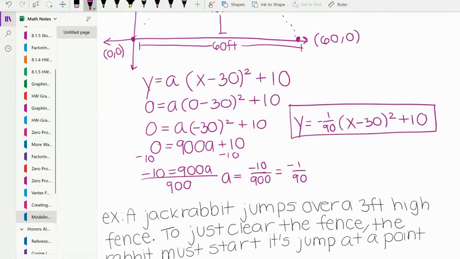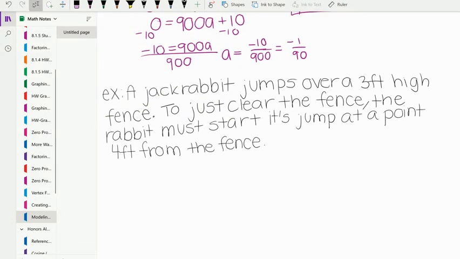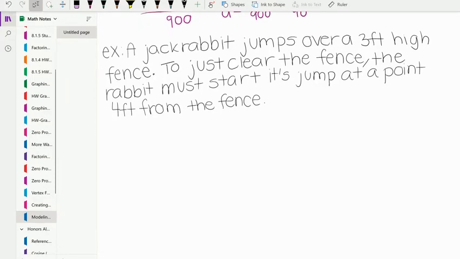Okay, so our last problem here: we have a jackrabbit that jumps over a 3-foot high fence. To just clear the fence, the rabbit must start its jump at a point 4 feet from the fence. Okay, so 3 feet high, and then we know that it has to start 4 feet from the fence. So let's go ahead and draw this again. The fence should probably be our starting point.